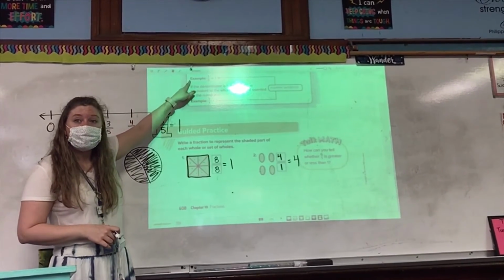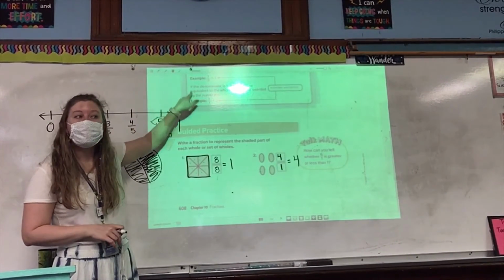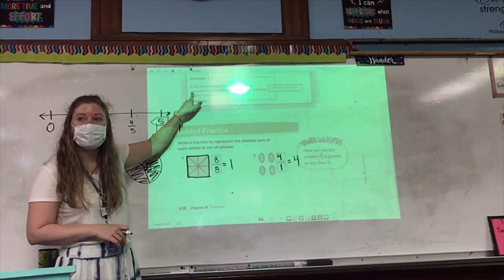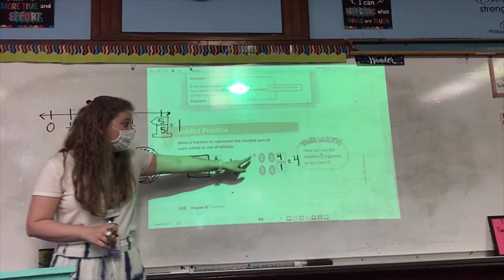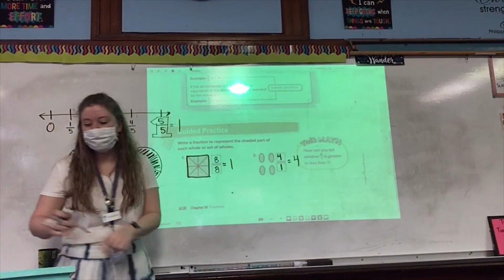First key concept matches with example 1. Second key concept matches with example 2. Number 1 matches with example 1. Number 2 matches with example 2.